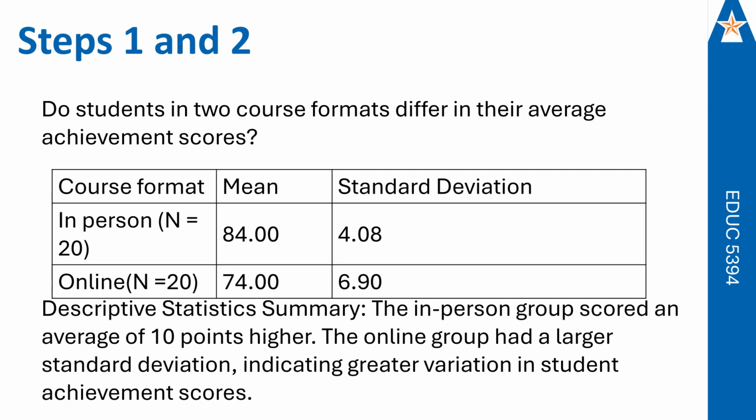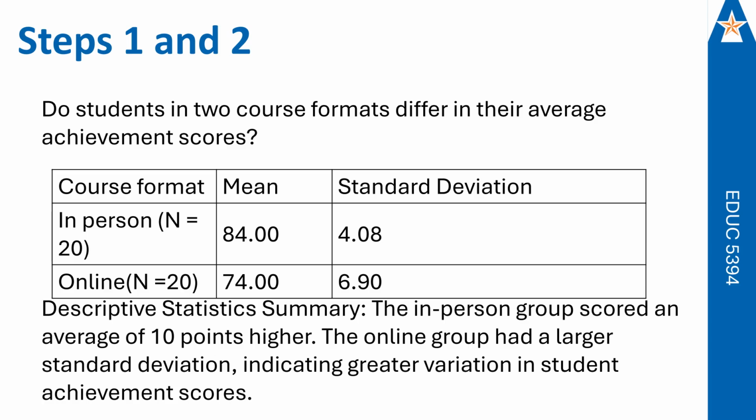Next, we use descriptive statistics to summarize achievement scores within each course format. Students in the in-person group had a mean score of 84.00 compared with 74.00 for students in the online group. Descriptively, the in-person group scored 10 points higher on average.